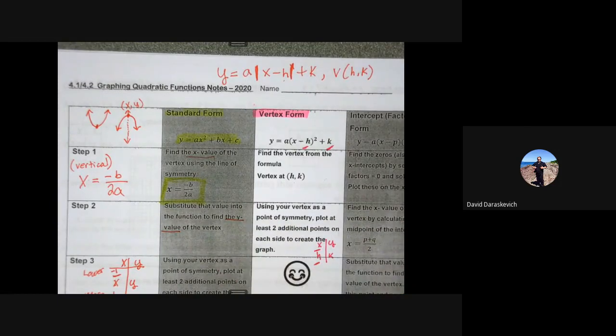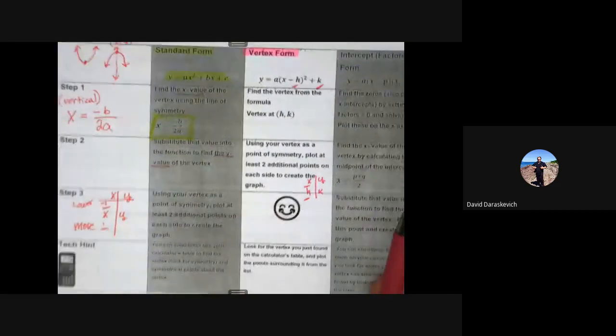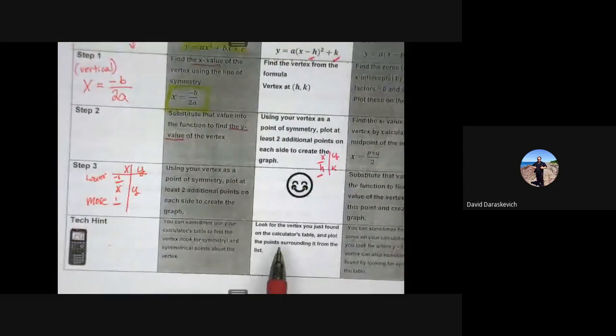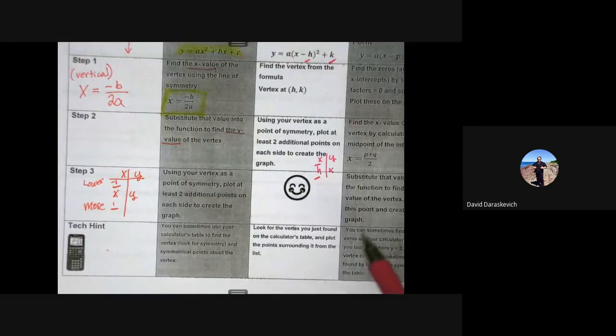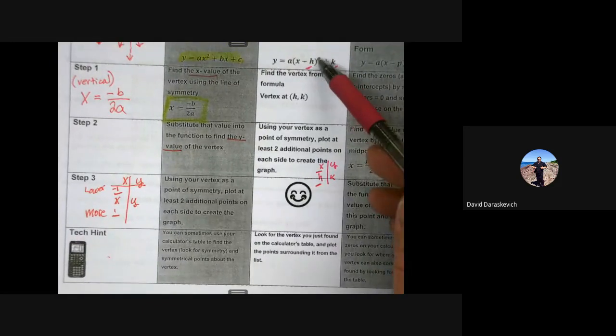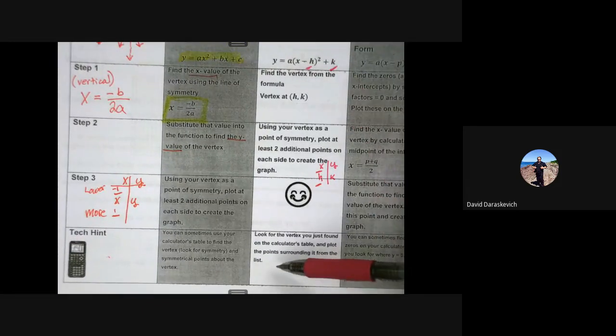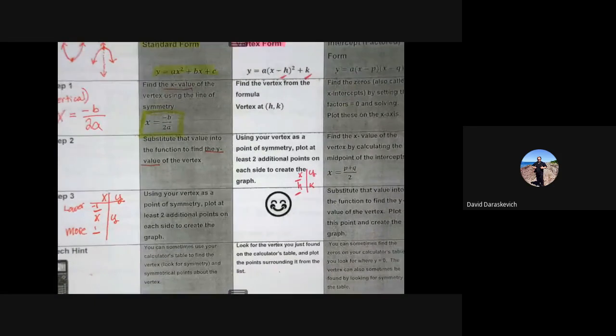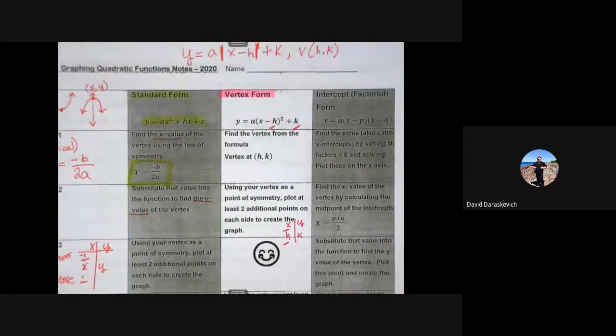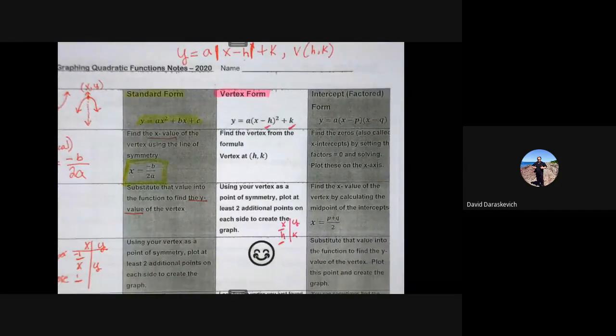Okay, again, you could always use your calculator. This one would actually, because it's in vertex form, this form is kind of pretty easy to put in your calculator and use your calculator for it. Okay. The last one, intercept form.